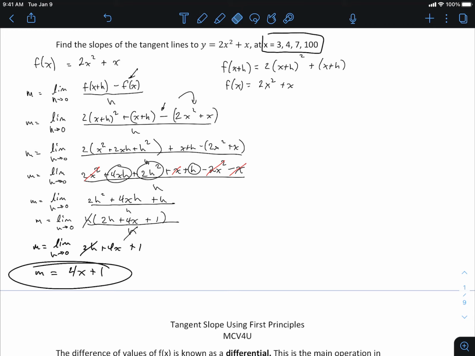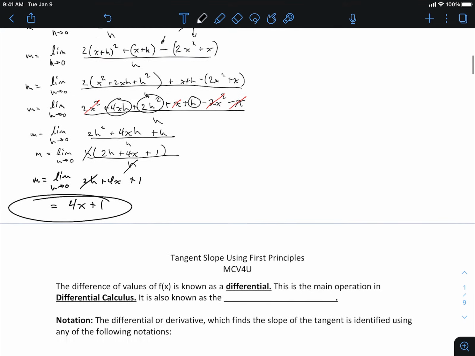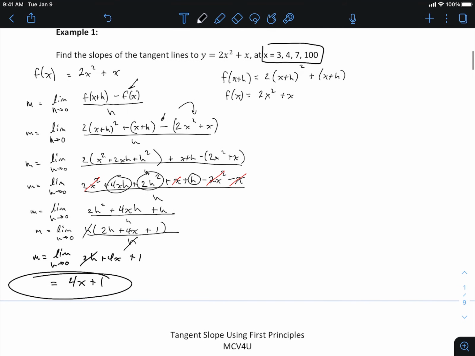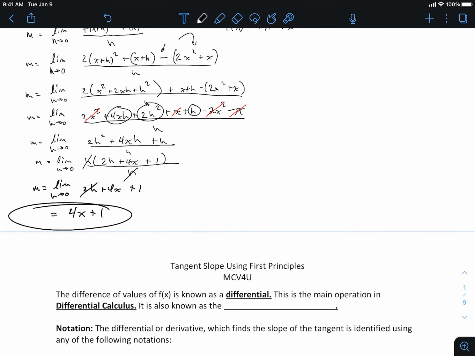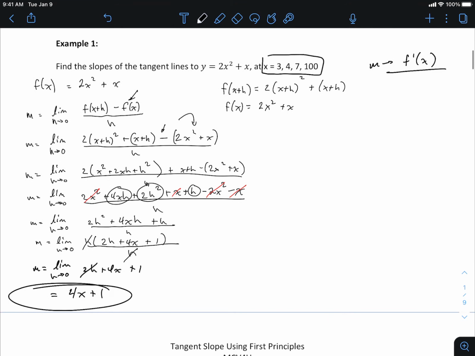That represents, as we'll come to learn, we're going to learn this stuff as we go through here, m, the slope, will turn into what we call f prime of x. That's what we call the differential, or the derivative. So the f prime of x is equal to 4x plus 1. That's the equation of the tangent, the line that represents the slope at any point along that curve.